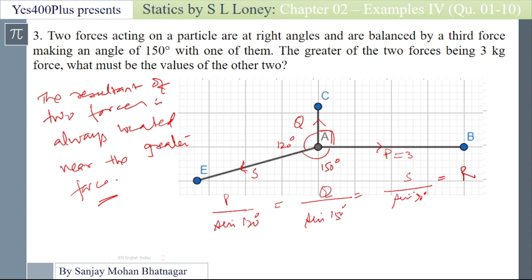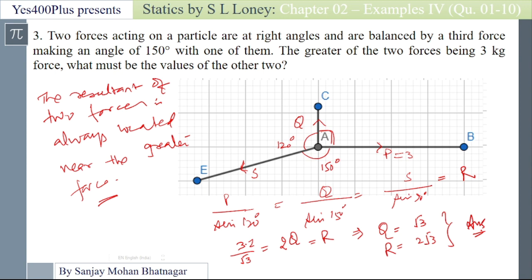So this is R. Sine 90 degrees is 1, so this is R. So P is 3, and sine 120 degrees, sine 90 plus 30, means cos 30. Cos 30 means root 3 by 2, equal to Q upon sine 150. Now sine 150, sine 90 plus 60, means cos 60, which is 1 by 2, so 2Q, equal to R. Means Q is equal to root 3 and the third force, that is R, is equal to 2 root 3.